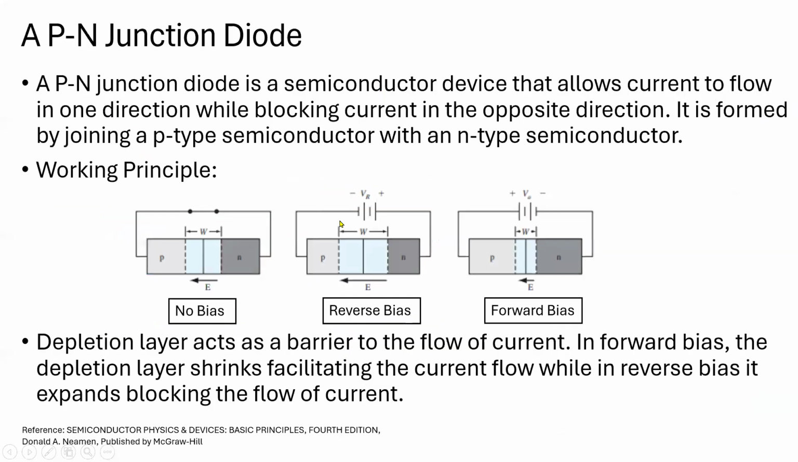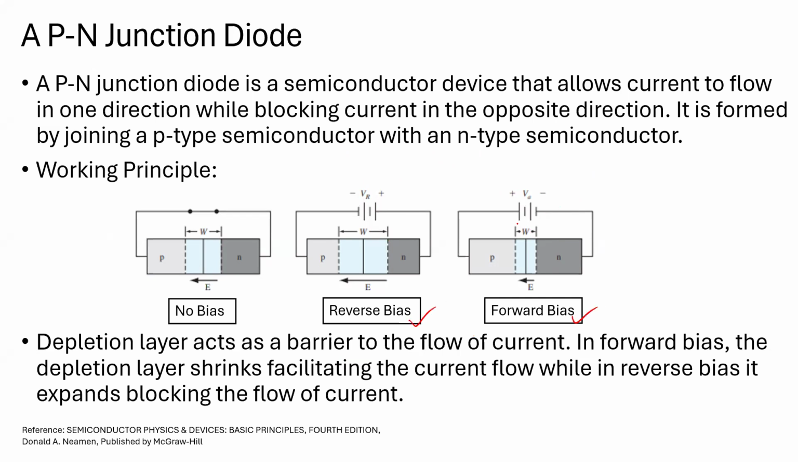Now, what is a P-N junction diode? A P-N junction diode is a semiconductor device that allows the flow of current in one particular direction only. So how does this actually happen? Before knowing this, we will learn what is meant by biasing an electronic component. Biasing is the process of applying external voltage to the semiconductor device. For a P-N junction diode, there are two types of biasing, called forward bias and reverse bias.